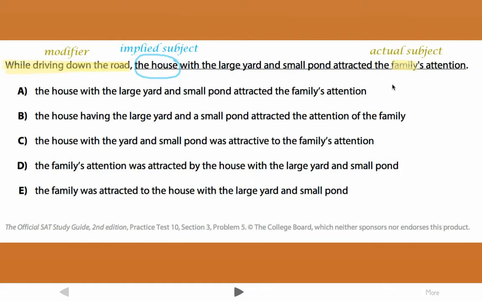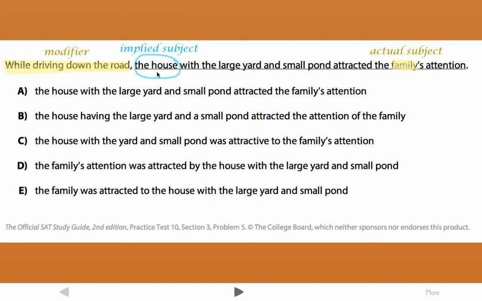The family, right? But notice that the family is located all the way over here at the end of the sentence. So, how are we supposed to know that the family is the actual subject of this modifier? We need to move it so it's directly next to its modifier right here. Otherwise, it looks like the house is the implied subject of this modifier.